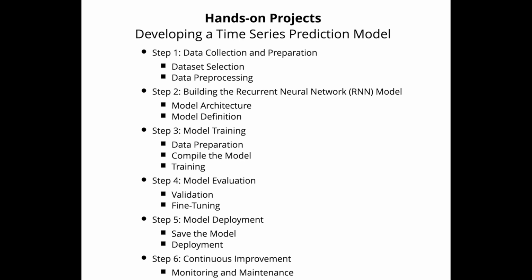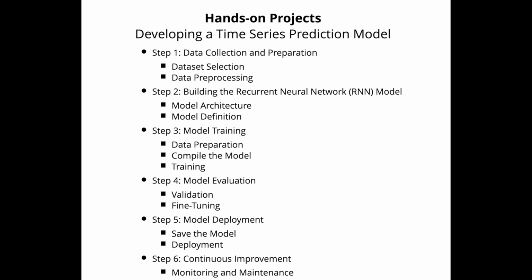First, for that, you do data selection, where you choose a time series dataset suitable for the prediction task. Examples include financial data, weather data, stock prices, etc. Next is data processing. Pre-process the time series data by handling missing values, scaling the data, and splitting it into training and testing sets.